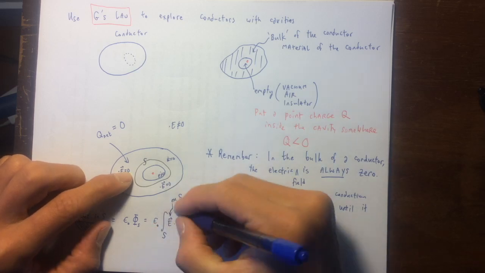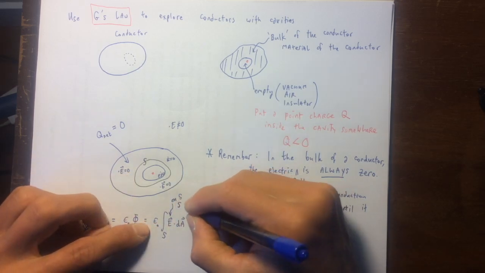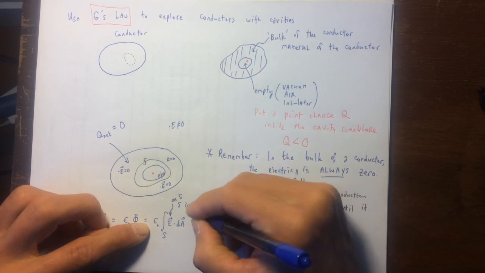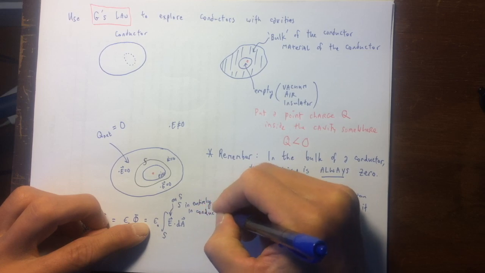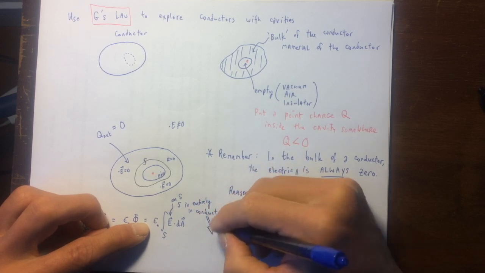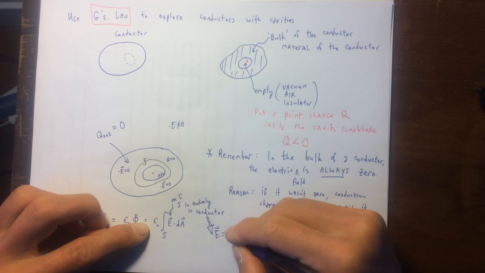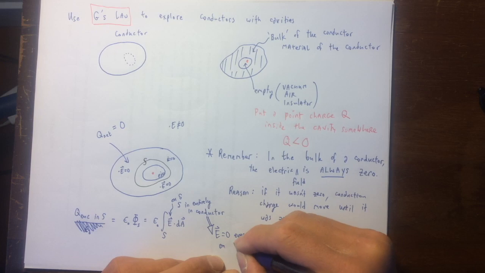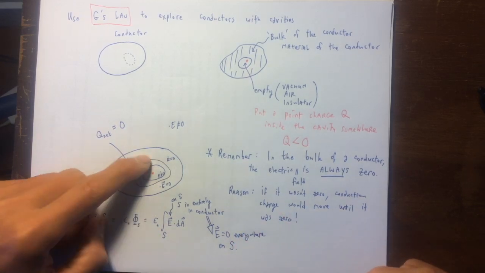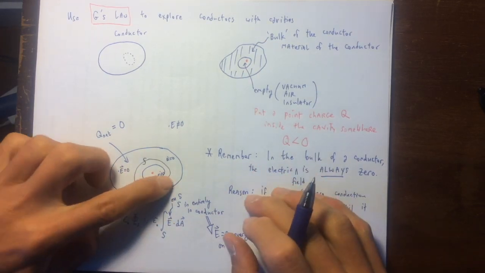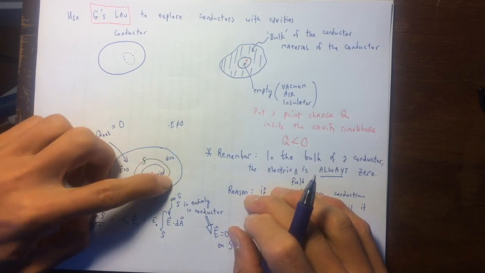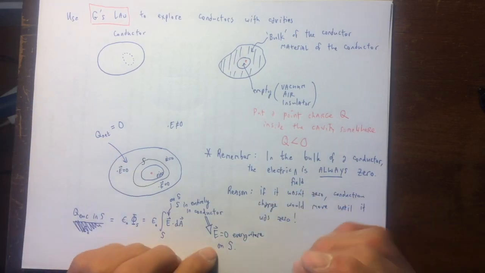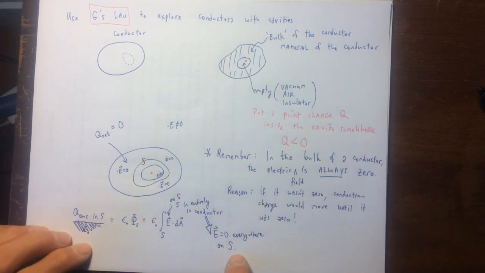This electric field, since S is entirely in the conductor, this implies that E equals 0 everywhere on the surface S that I chose, this arbitrary surface. The only thing that's not arbitrary about it is that no matter what its shape is, it completely encloses the cavity.